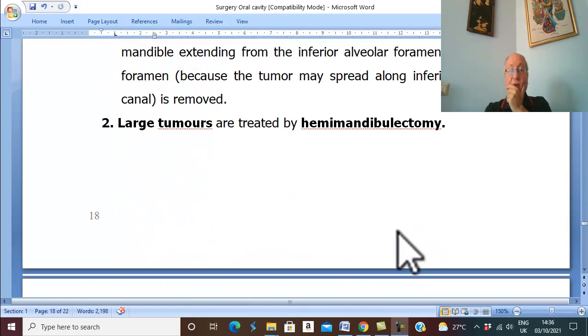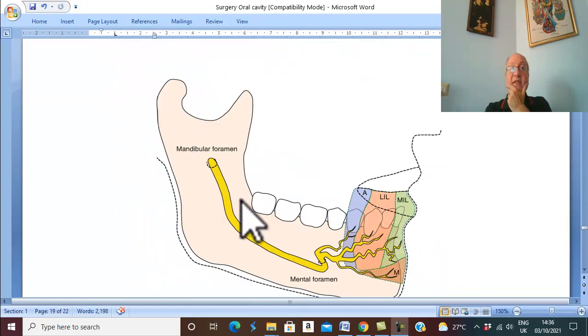If it is a small tumor, we excise a segment of the mandible between the two famous foramina of the mandible. We excise from the mandibular foramen to the mental foramen, because between the mandibular foramen and the mental foramen there is a canal called the mandibular canal or inferior alveolar canal, and tumor here usually spreads in this canal.